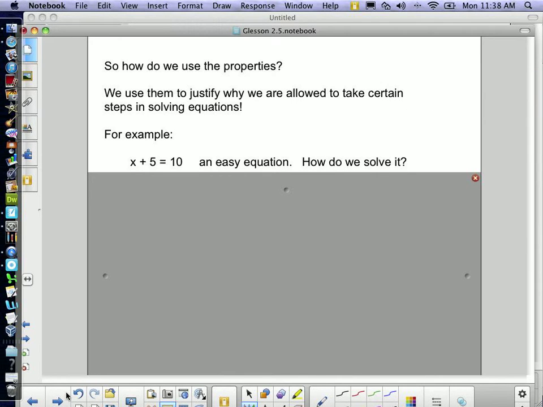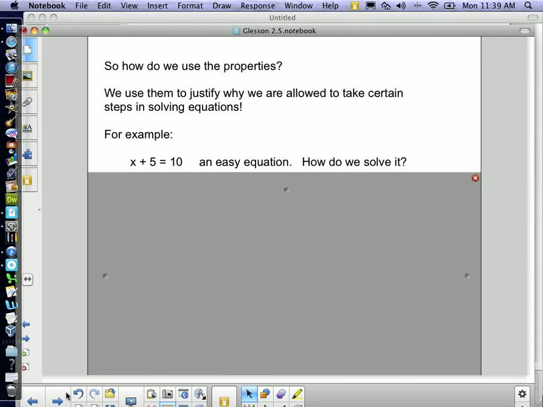So let's take a look at this. How do we use it in algebra? We're going to start with the very simplest possible equations, one-step equations. X plus 5 equals 10. Now, I think everybody looking at that problem immediately knows what the answer is, right? We can all handle that. That's not hard. The question is, though, how do we justify that?